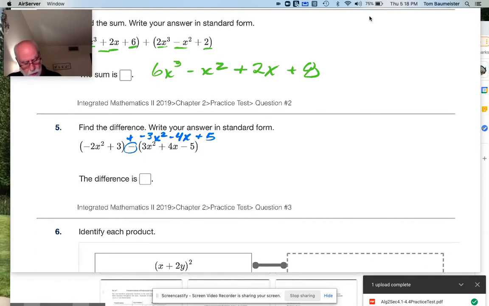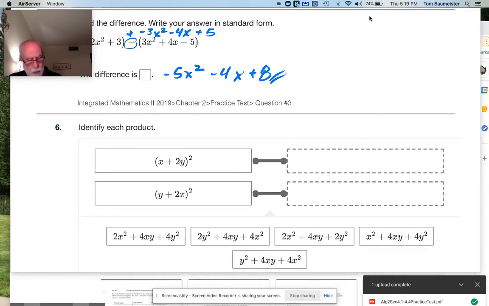So again, just like we did on number 4, negative 2x squared plus a negative 3x squared will give us negative 5x squared. There's no x term in the first one, so it's going to be a minus 4x, but we have now 3 plus 5, which will be 8.